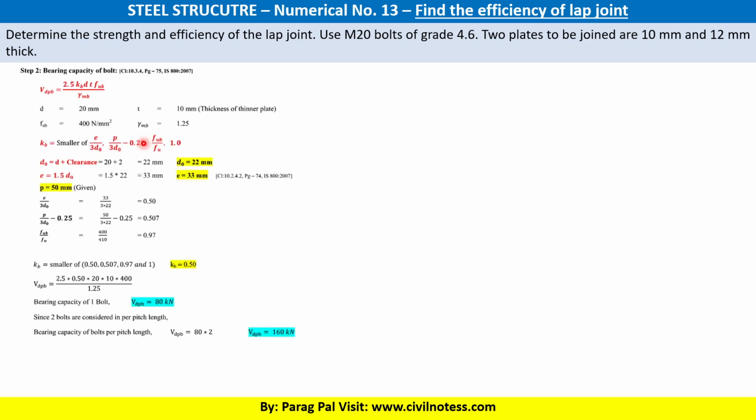Now to calculate KB, remember KB is always the smallest of all these values. So to calculate KB, let's first understand the edge and pitch distance. Here DO is the diameter of the hole, which for a bolt is D plus 2 for clearance, which is 22. So 20 is the diameter of the bolt plus 2 is the clearance.